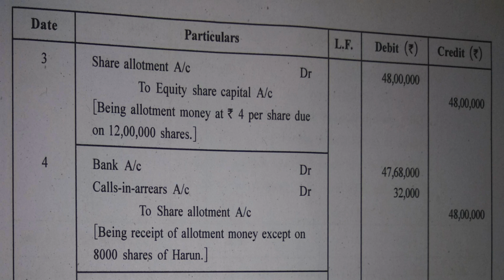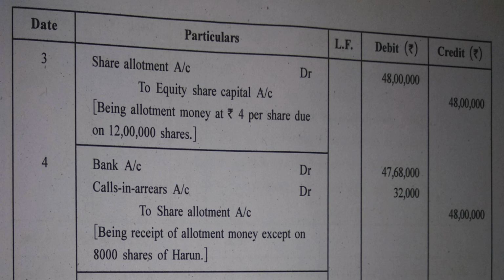So moving ahead, obviously allotment money becomes due on 12 lakh equity shares at rupees 4 per share. So what is the journal entry when allotment money becomes due? Obviously, equity share allotment account debit to equity share capital account. On 12 lakh shares, 4 rupees becomes due. So 12 into 4, 48 lakh. Yes?